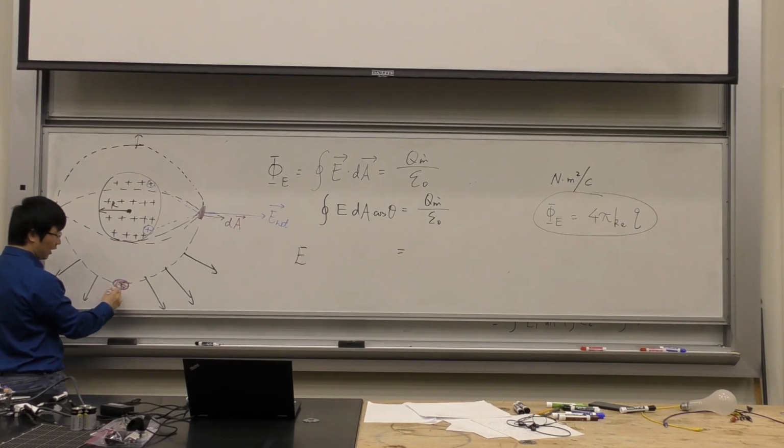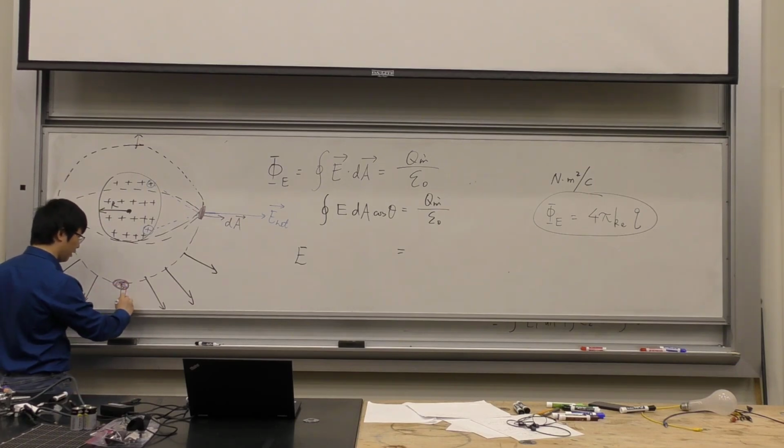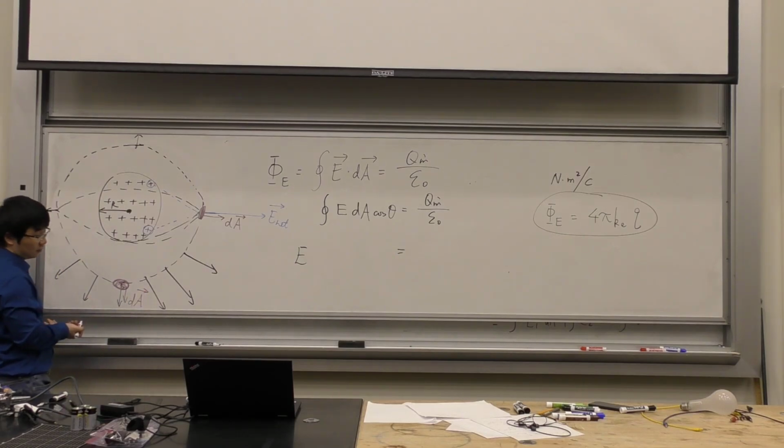What about this point? I pick a very small element here on the very bottom of this spherical surface. What is the direction of dA? Down. Right? So, okay, now I see the pattern.